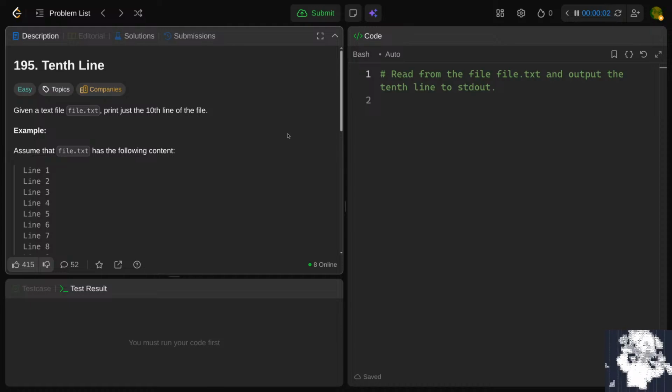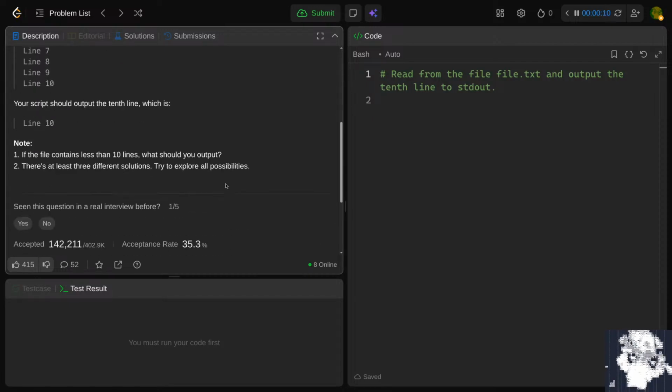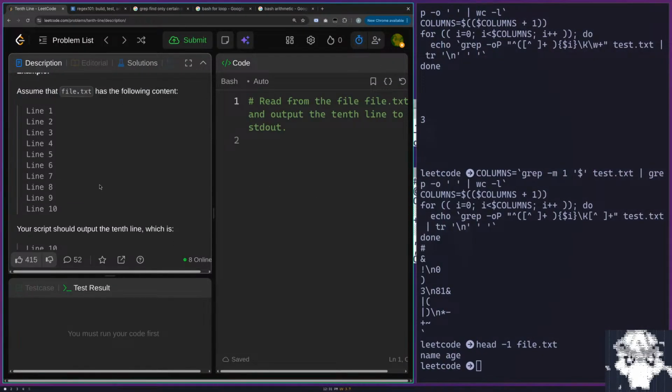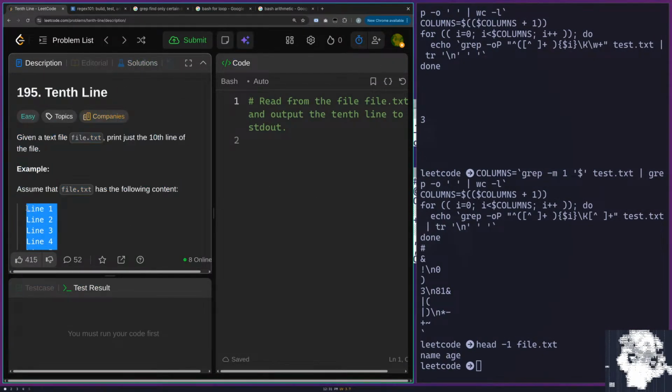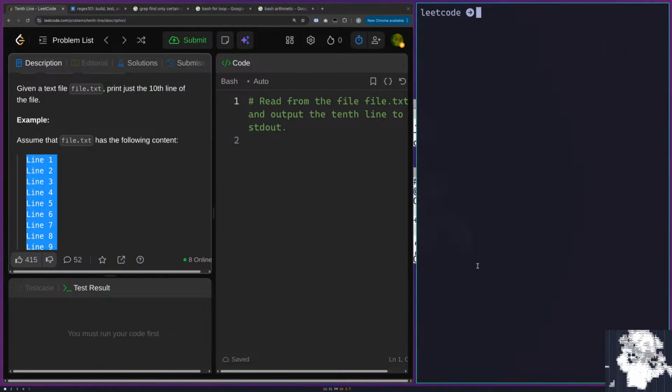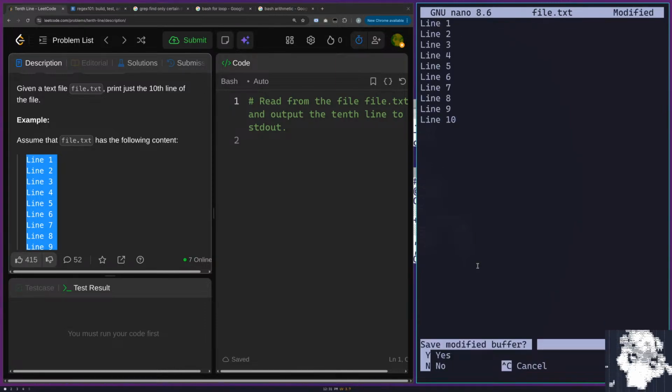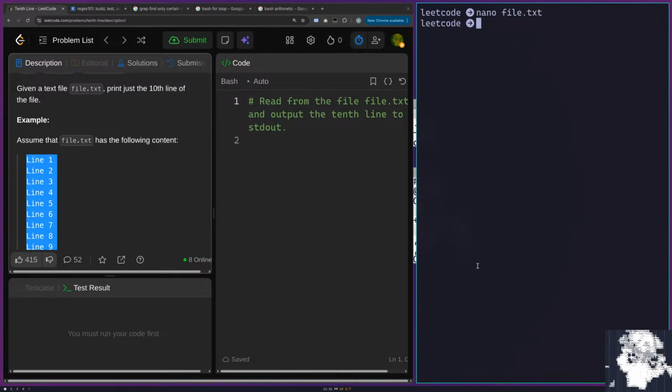Number 195, 10th line, difficulty easy. Given a text file, file.txt, print just the 10th line of the file. Well, we know how to do this pretty easily now, so let's grab this, clear, nano file.txt. We're gonna replace it with this, save that. Head -10 file.txt. That gives the first 10. Okay, good.